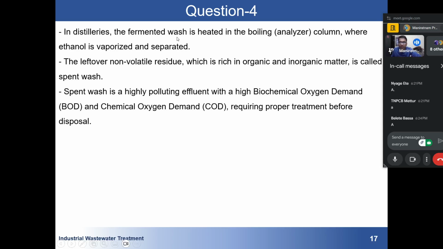In distillery, the fermented wash is heated in the boiling analyzer where ethanol is vaporized and separated. Both things are separated. The leftover non-volatile residue, which is rich in organic matter, is called spent wash. Pure alcohol goes on one side and will be used as alcohol, and the leftover part, rich in organic and inorganic matter, is the waste which has to be treated before disposal. Spent wash is highly polluting, with high biochemical oxygen demand, BOD, and chemical oxygen demand, requiring proper treatment before disposal.